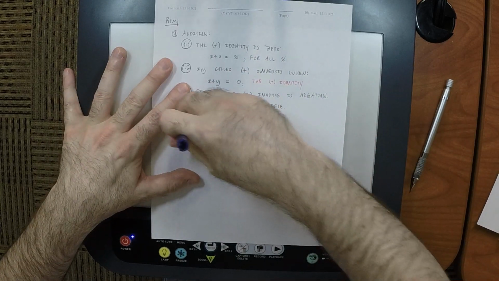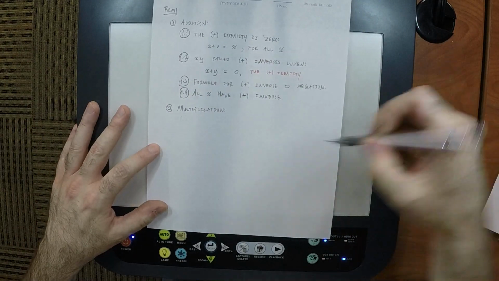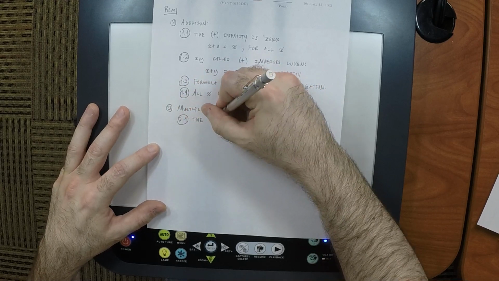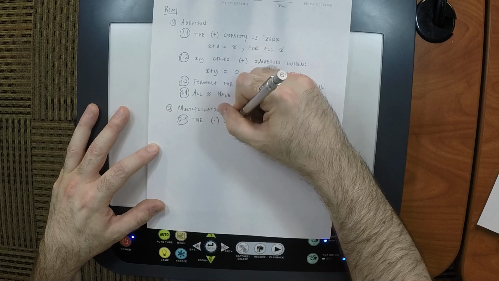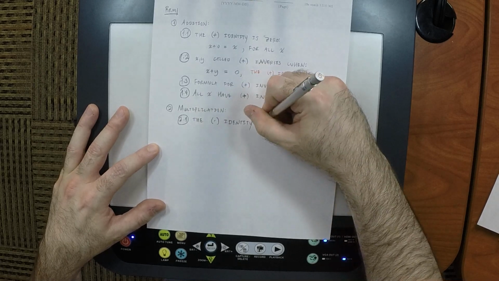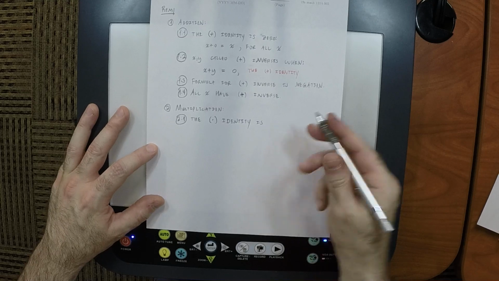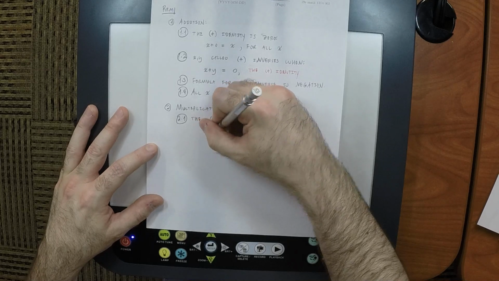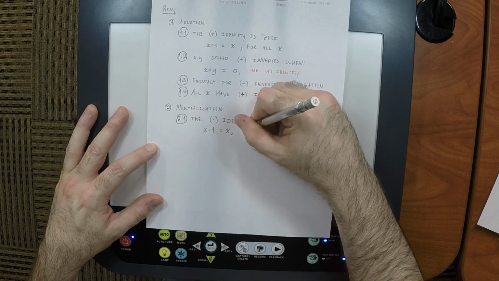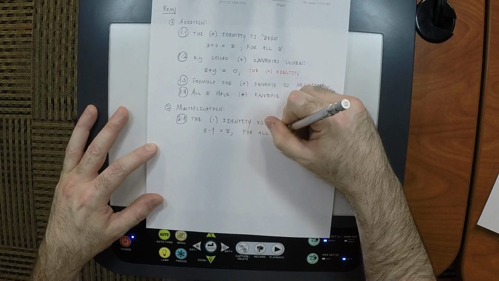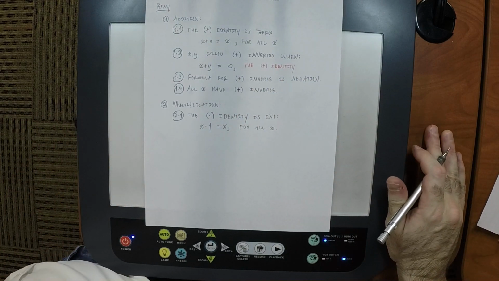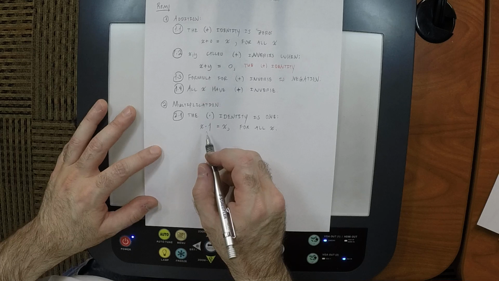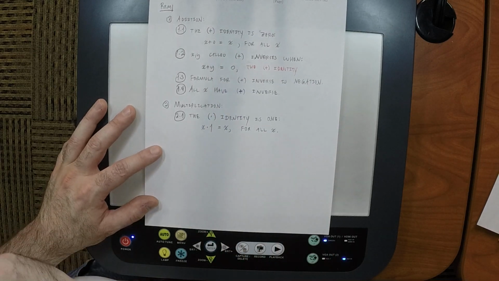2.1. The multiplicative identity is what? It is 1. The reason is because x multiplied by 1 is x for all x. That means that 1 is the element which is neutral with respect to multiply. Or, if you like, multiplying by 1 is the same as doing nothing, just like adding 0 is the same as doing nothing.